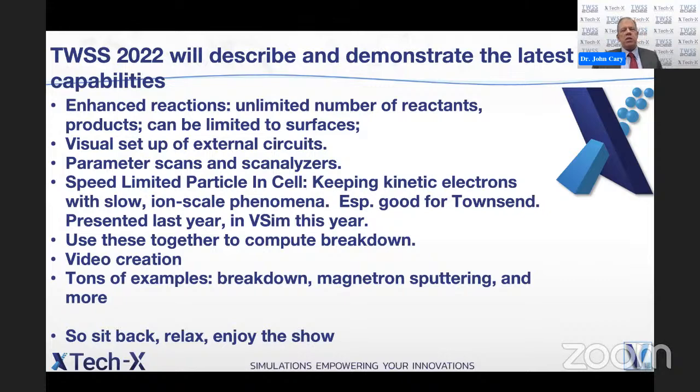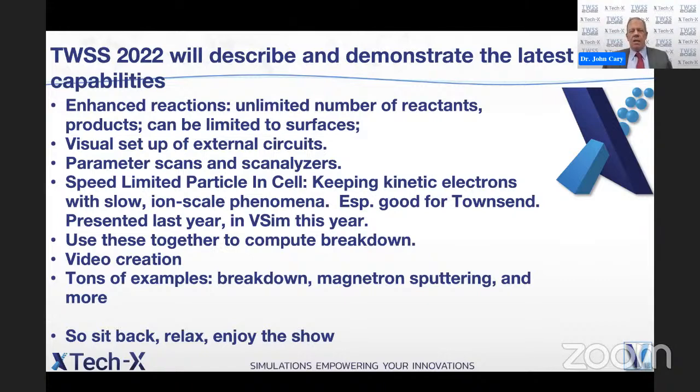Now, this is especially good for the Townsend problem. The Townsend problem is originally a problem of breakdown between two plates where you put a voltage on it and you ask how much the signal, the current, gets amplified by the fact that as the electrons are traveling through the gas, they cause ionization, which creates more electrons. So as we said, it was presented last year, and it is in VCIM this year.